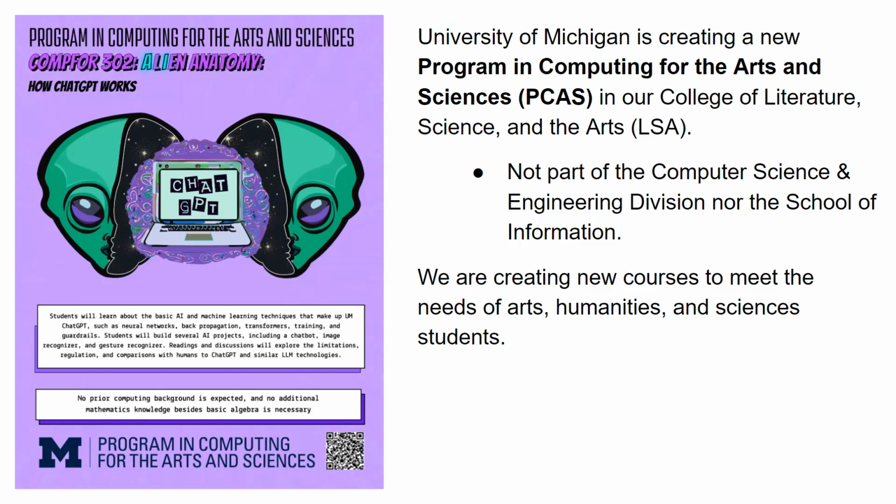And we are creating new courses explicitly for students in humanities, arts, and sciences. And I sort of got forced into it. Mark, you need to do a course on generative AI. Wouldn't it be great to teach humanities students about generative AI? And thus I am signed up for it.